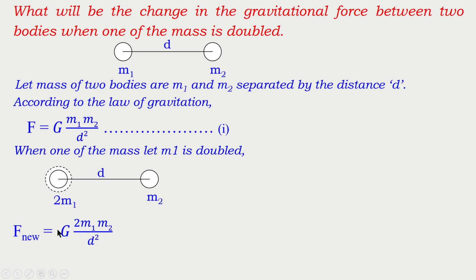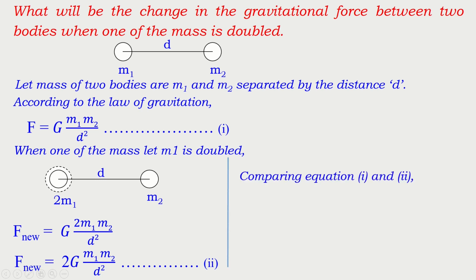If this 2 is taken first, then we'll have F new equal to 2 times G m1 m2 by d square. This is equation number 2. G m1 m2 by d square is equal to F. It can be taken here also. F new is equal to 2 times F. Instead of G m1 m2 by d square, we can write F. That's why comparing equations 1 and 2, we can say F new equals 2F.